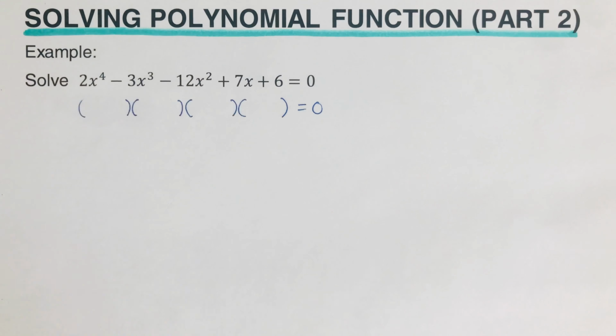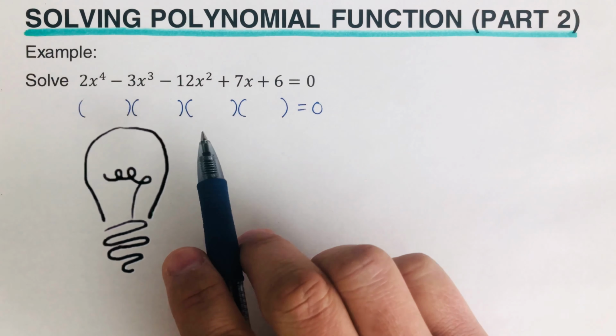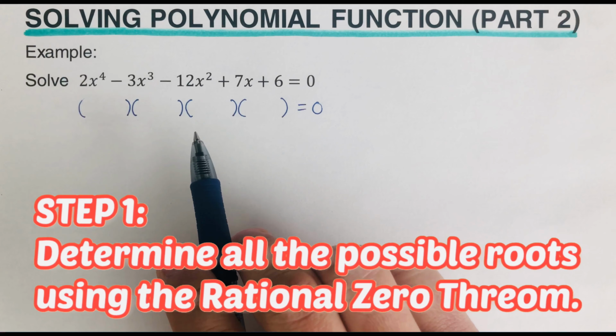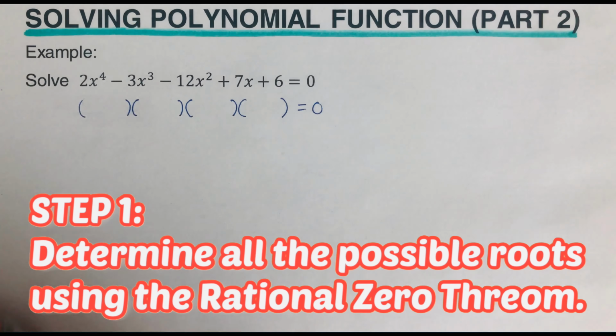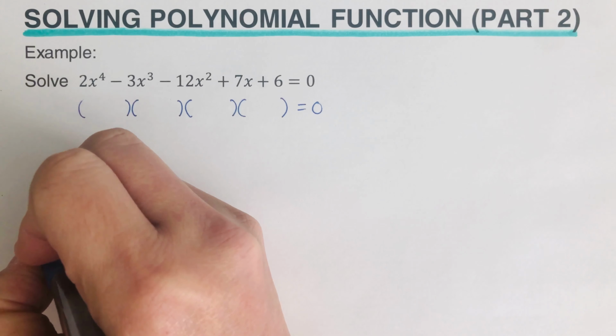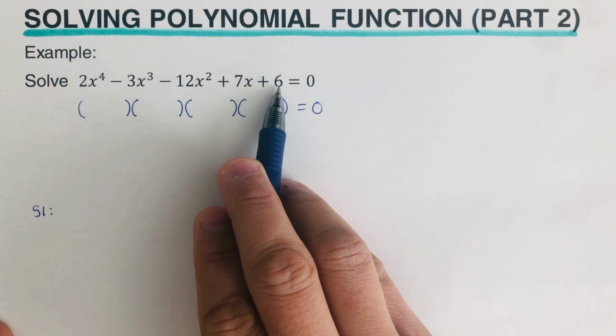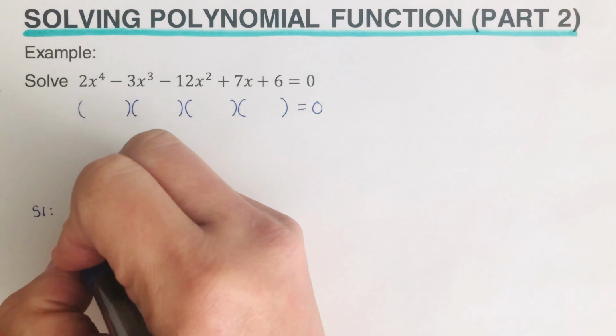There are steps that we need to follow in order to solve this polynomial equation. The first step is to determine all the possible roots using the rational zero theorem. So I'm just going to write S1 right here, which stands for first step. In this case, we need to determine the factors of 6 and the factors of 2.